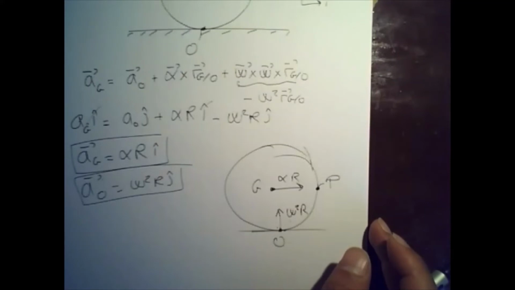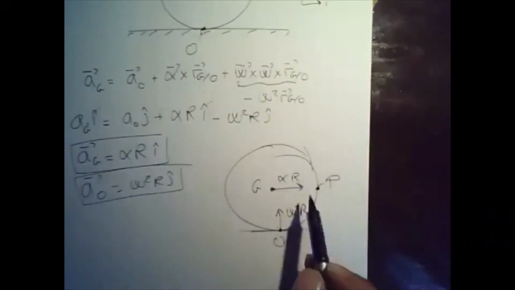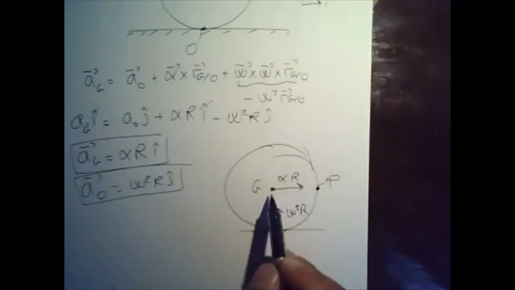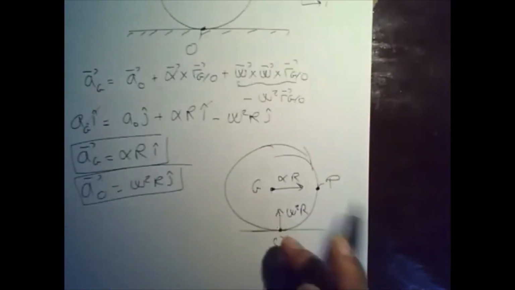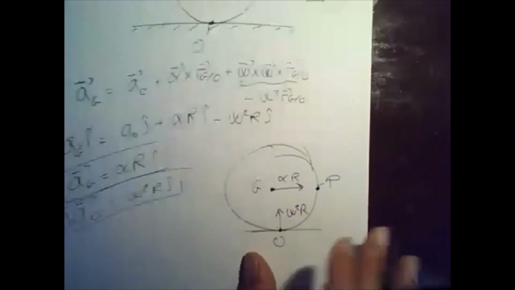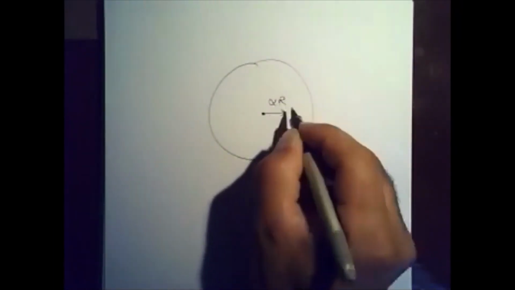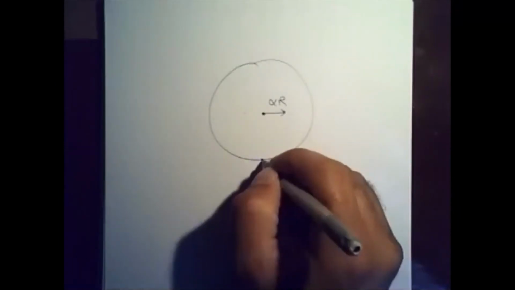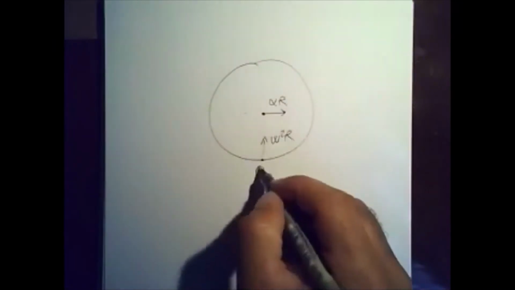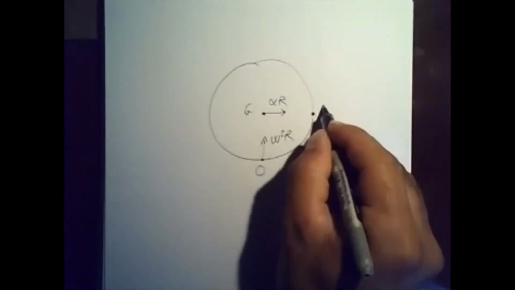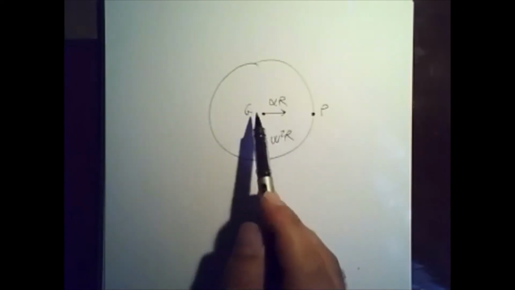You have to relate it to another point. So let us find the acceleration of point P with respect to point G in this case. Let me redraw this one more time. This is your wheel, and this point has alpha r and this point has omega squared r. This is point O and this is point G, and I'm trying to find the acceleration of point P. So let us use point G as our reference.